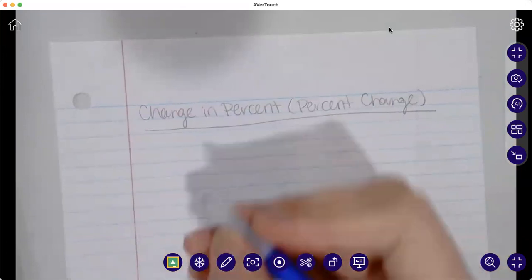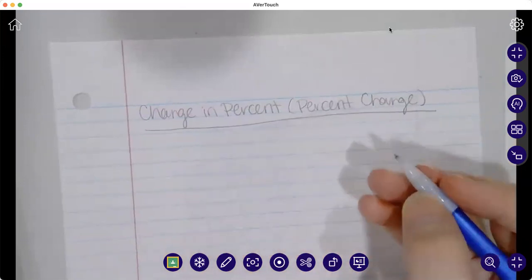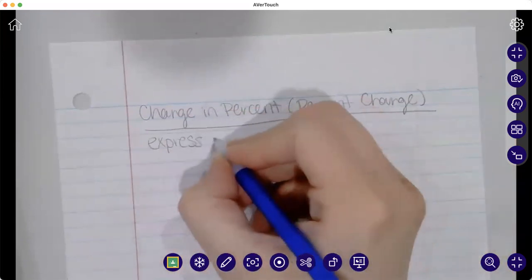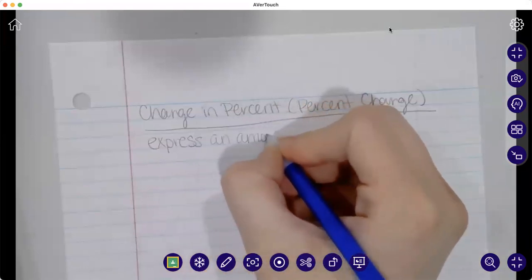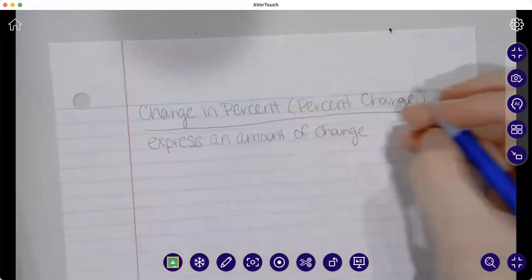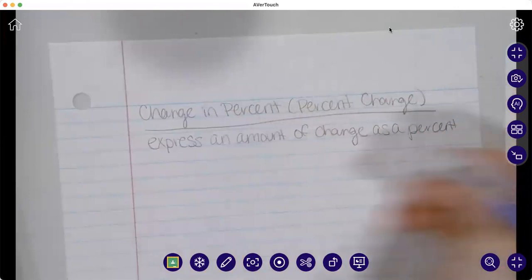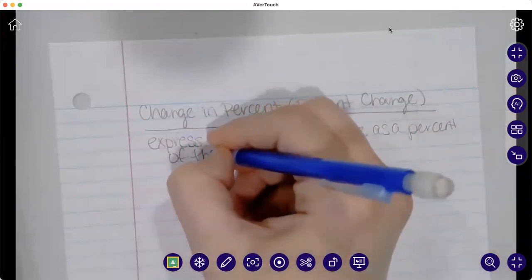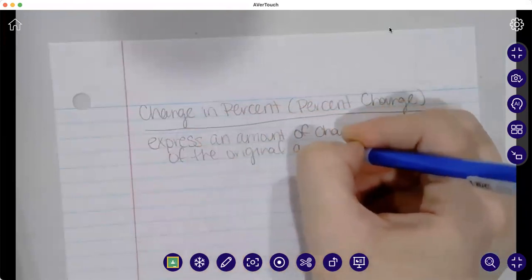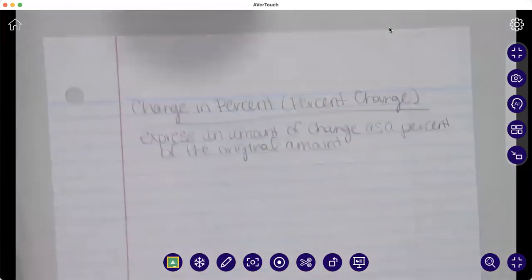Which is to express an amount of change as a percent of the original amount. To express an amount of change as a percent of the original amount.